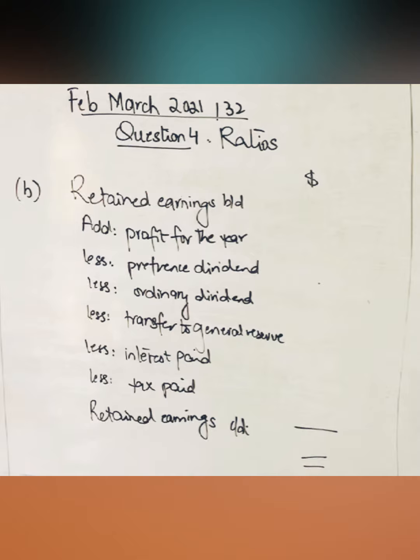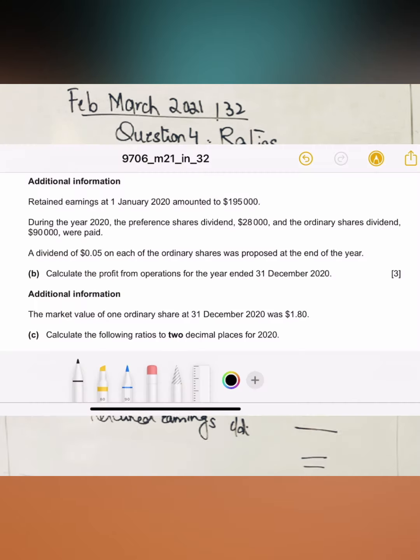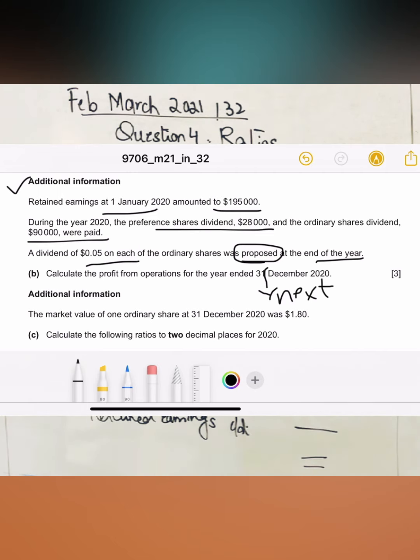Alright, so now the B part states that you have to calculate the profit from operations for the year ended 31st December 2020. The following information is provided. Preference share dividend was paid, ordinary dividend was paid, proposed dividend was 0.05 per share, and there's retained earnings at the start of the year. I would like to tell you that the proposed dividend is supposed to be paid in the next year. It's just proposed in this year, so it is not included in this year's calculation.